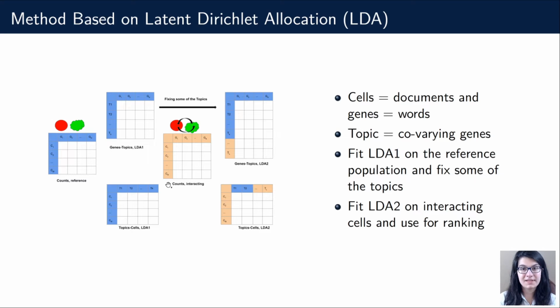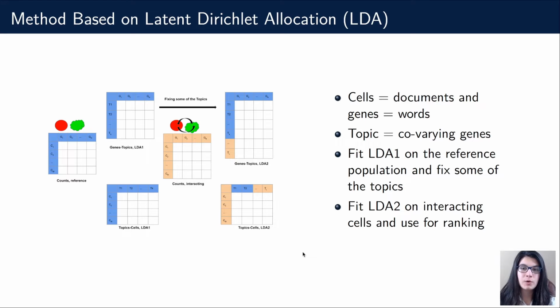It's the result of the second LDA we use to generate a comprehensive ranking of genes that might be involved in interaction. The ranking is based on in how many cells a gene requires the contribution from the new topic to have its expression modeled. Genes that have been involved in interactions would require contributions from the new topics to model their expression.